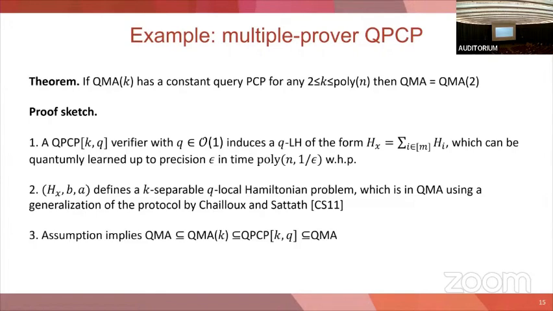And then we know, of course, that QMA is contained in QMA(K) for any K larger than one. Now, by assumption, it's contained in this class QPCP(K, q) for some K and q, which is then in QMA, and this actually proves the theorem.